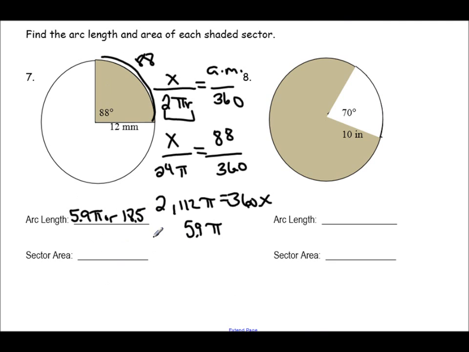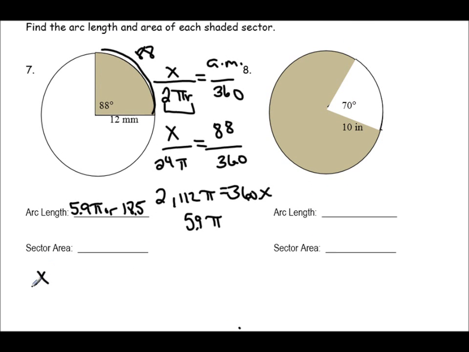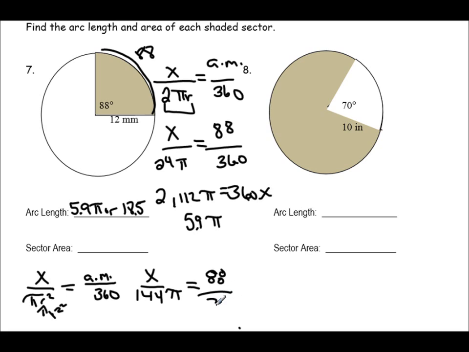Okay, the sector area. The area of a sector is going to be x over the area for a circle formula, pi r squared, and that equals the arc measure over 360. The sector area we don't know, but we do know the radius is 12, and we're going to square that. So 12 squared is 12 times 12, which is 144, times pi, equals our arc measure, which is still 88 degrees, over 360 degrees possible.